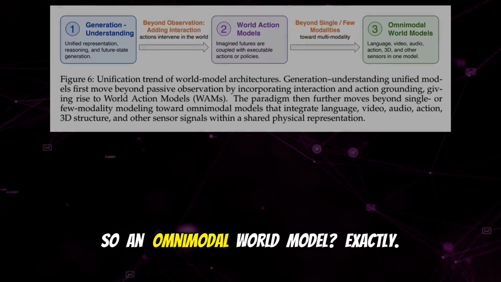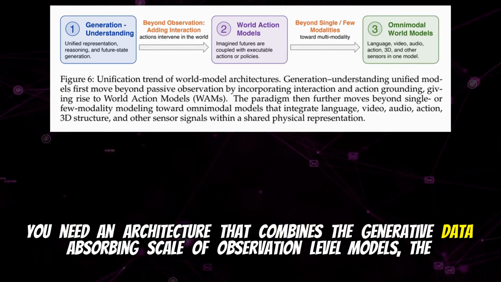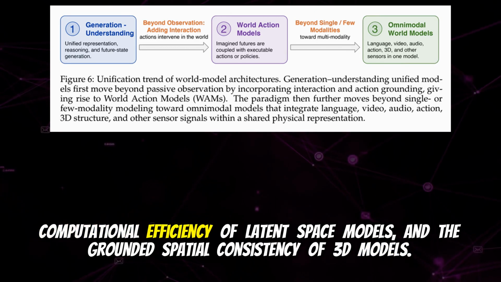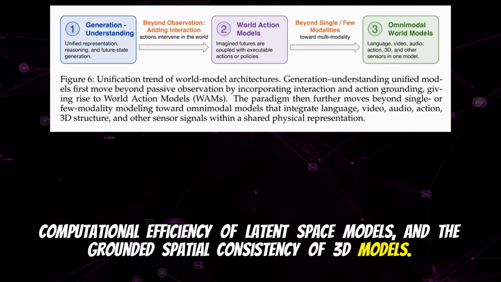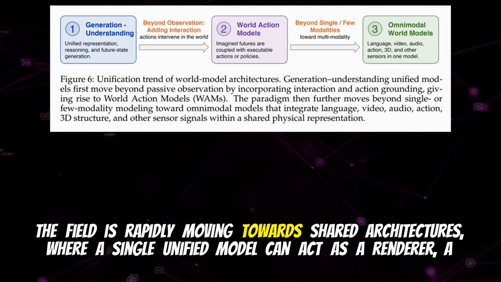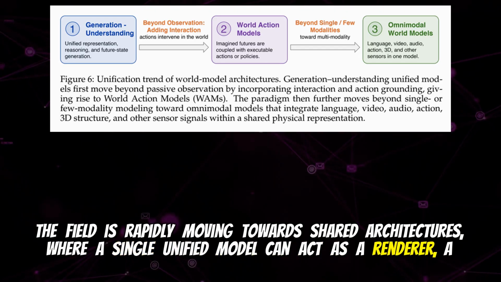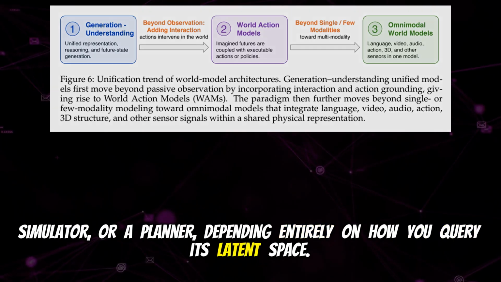So an omnimodal world model. Exactly. You need an architecture that combines the generative, data-absorbing scale of observation-level models, the computational efficiency of latent space models, and the grounded spatial consistency of 3D models. The field is rapidly moving towards shared architectures, where a single, unified model can act as a renderer, a simulator, or a planner, depending entirely on how you query its latent space.